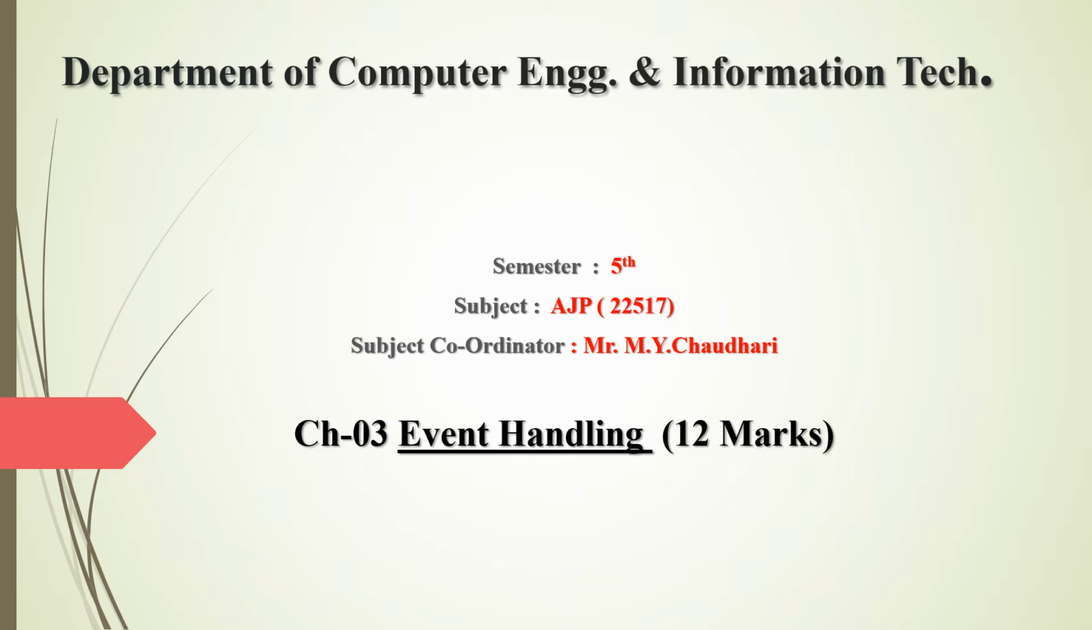In the previous video we saw some event classes. In today's video we will see some other event classes. So let's start. The learning outcome of today's video: first we see the item event class, then the key event class, then the mouse event class, and at last the mouse wheel event class. So these are the learning outcomes of today's video.